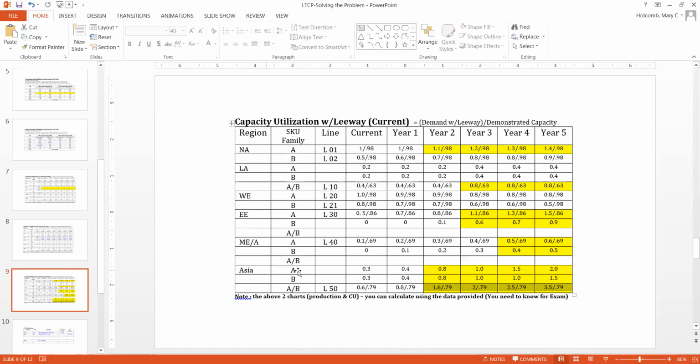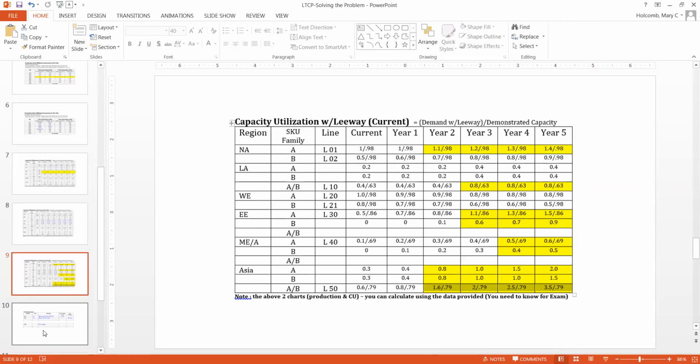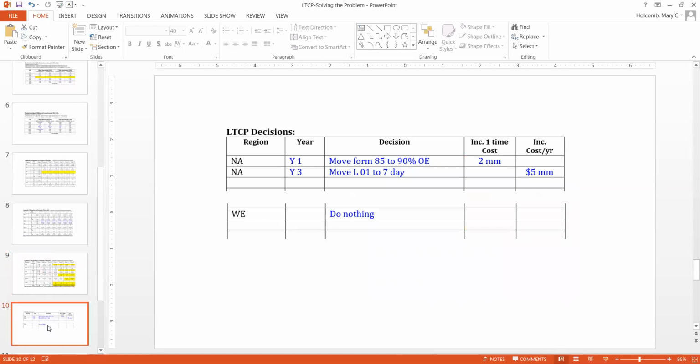In Asia, almost from the very beginning, looking out from year 2 and beyond, we know they're going to grow at a very significant rate. So the heavy lifting begins when you decide how we are going to solve these problems. So let's look at the next part of this.